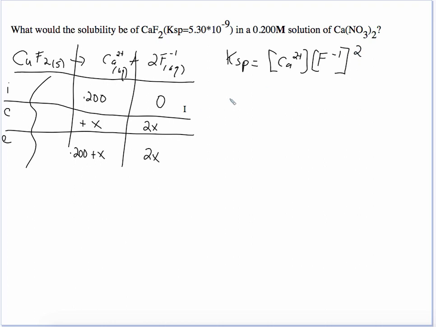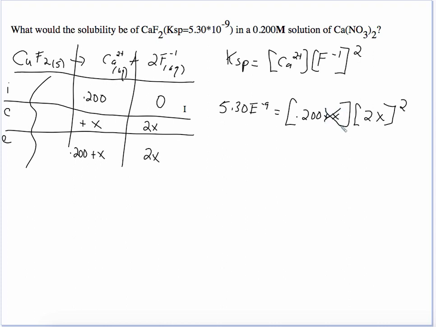Notice I didn't put 2F. We take care of that here in the ice table. The square though goes there. So then we put this in: 5.30 e to the negative 9 is going to equal 0.200 plus x times 2x here squared.